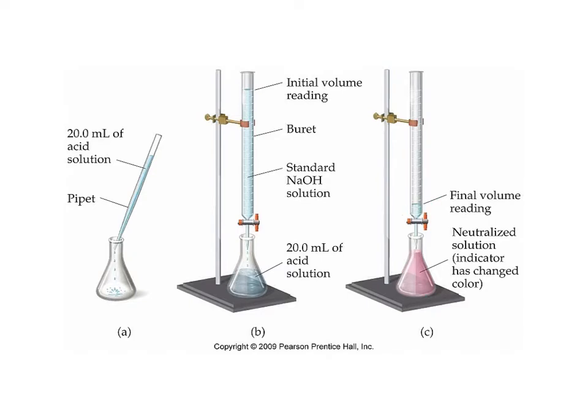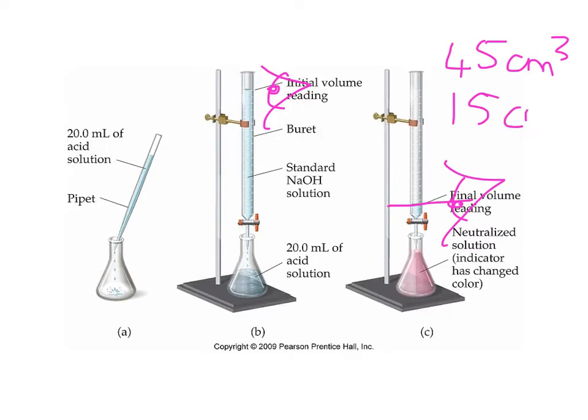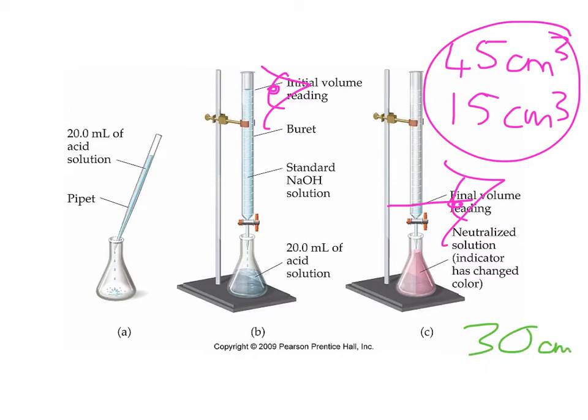Let us say, for argument's sake, that the reading over here, if you were to put your eye neatly over so that you don't have an error of parallax, let's say you had 45 cm³, or milliliters if you prefer. And down here, when you did the same thing, you land up with, let's say, 15 cm³. Then the volume of base that would have been put into that solution is going to be, and you just do a subtraction, 30 cm³.